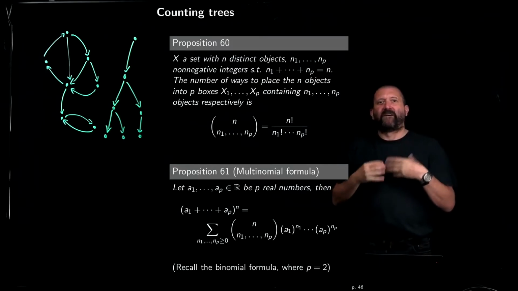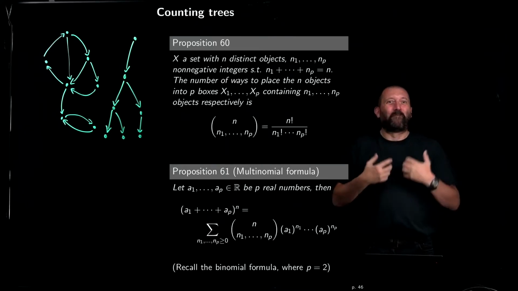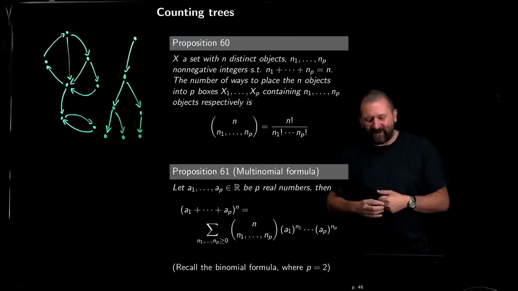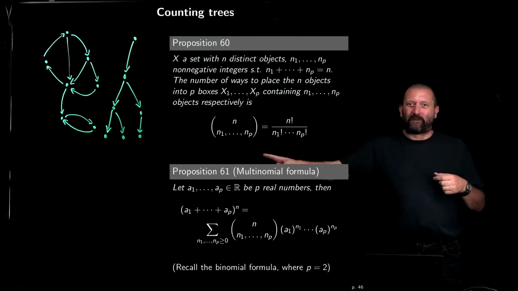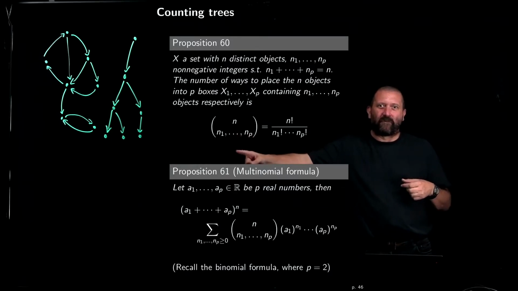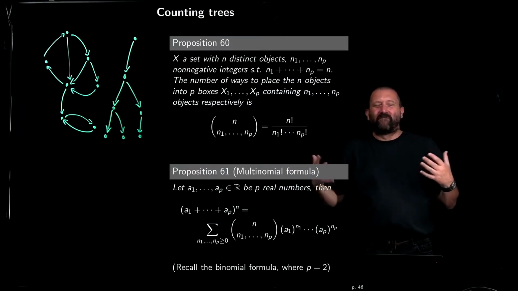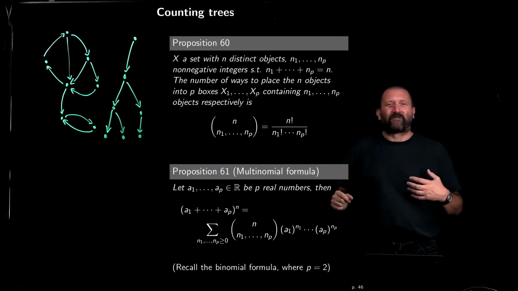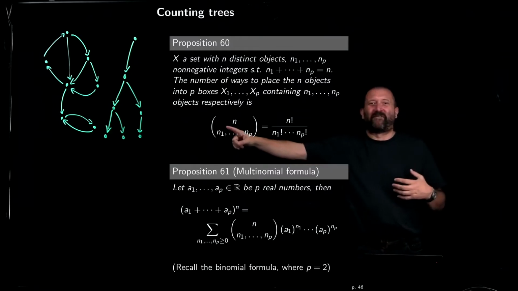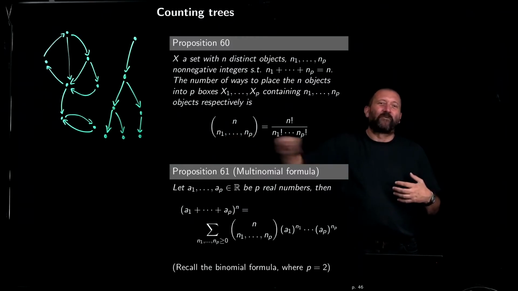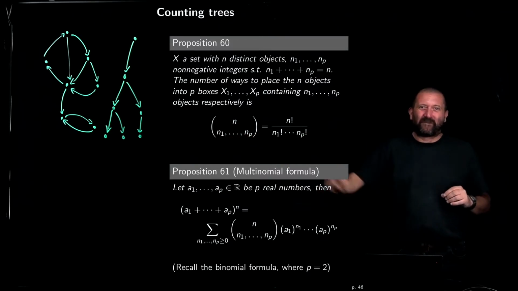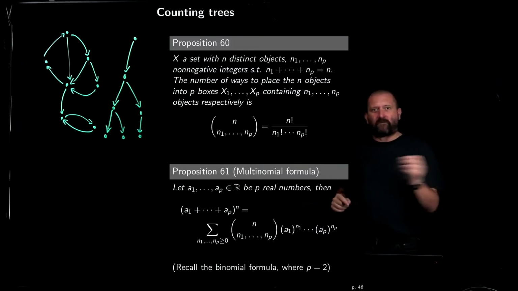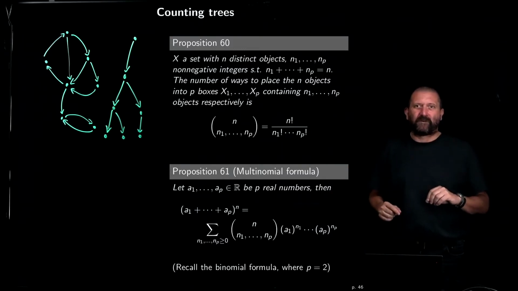That is one of the bases of combinatorics, and there's a formula that's quite well known. I don't even remember what it's called in English, but okay. It's n choose n1 to np, roughly, which is simply defined as the factorial of n divided by the product of the factorials of n1 to np.